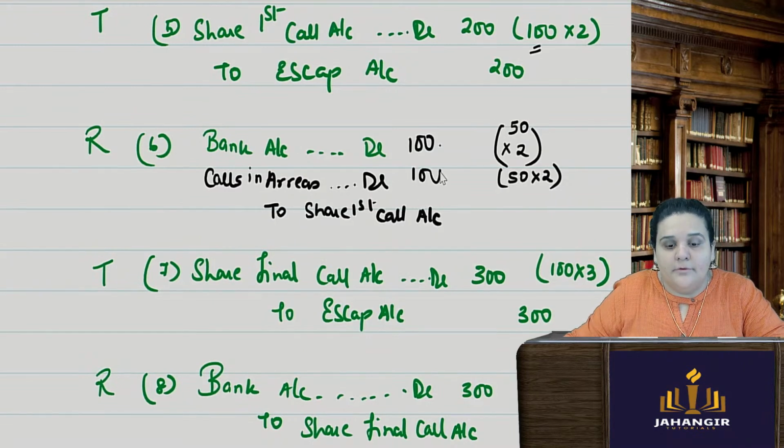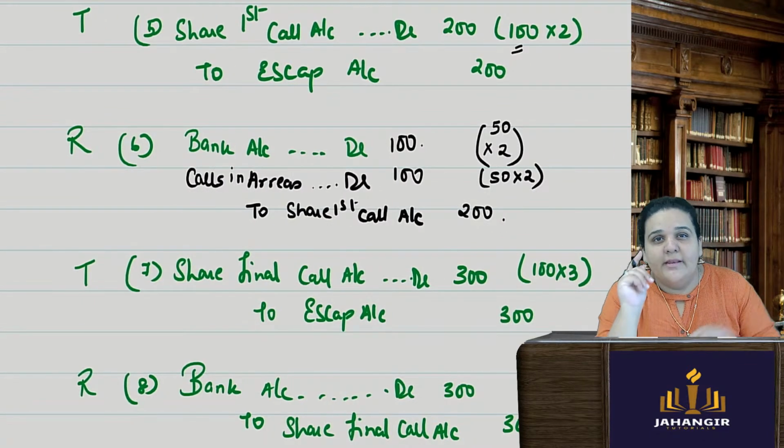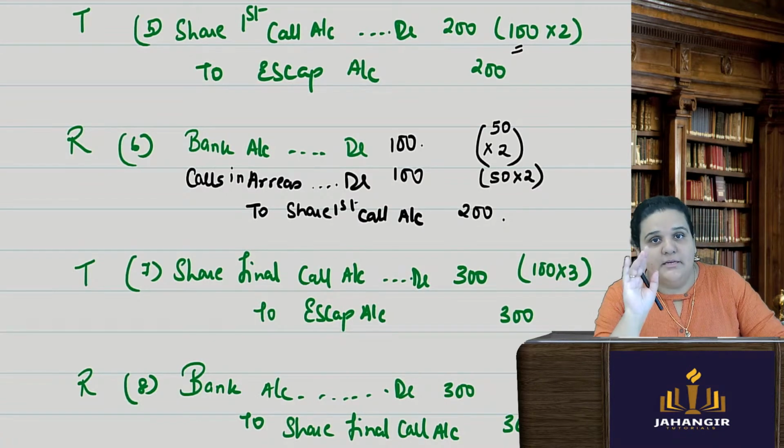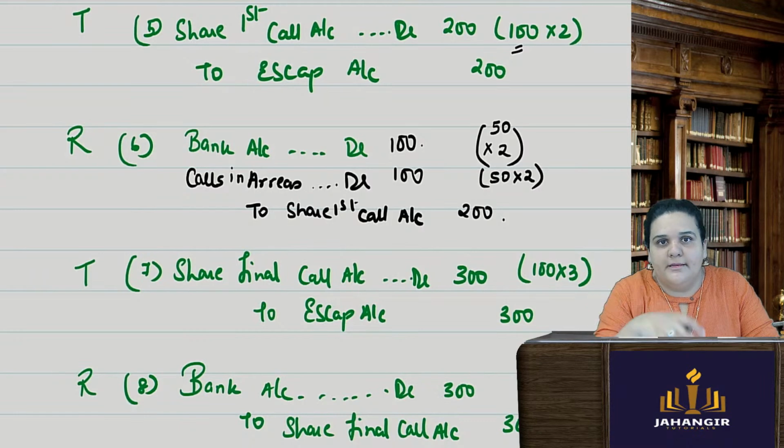Share first call account 200 rupees. Okay, I hope you all have understood this. So whenever there are calls in arrears, or for that matter calls in advance, some people pay in advance only. During the time of the allotment only they pay the first call and final call also. Very rare cases, but sometimes members do that.